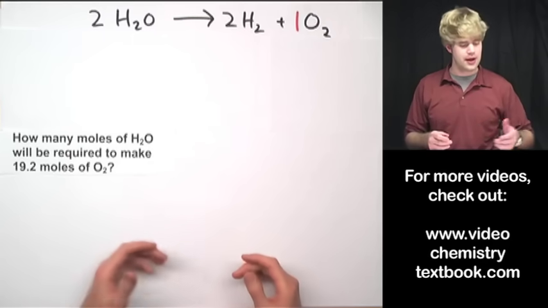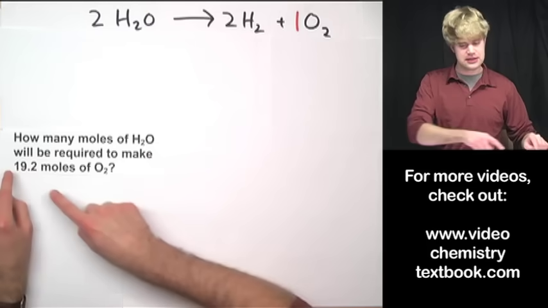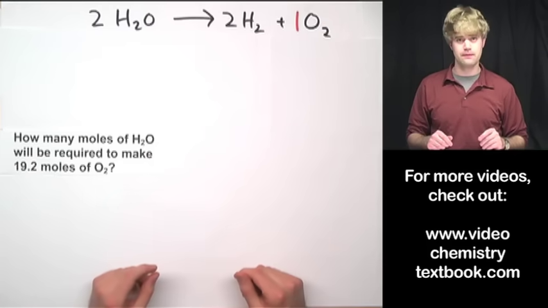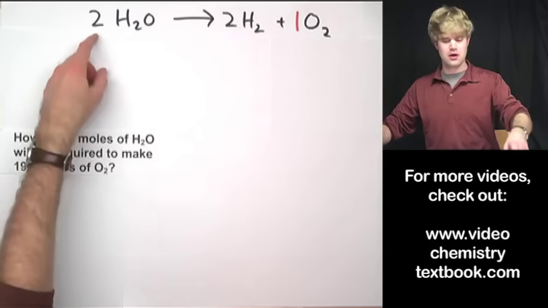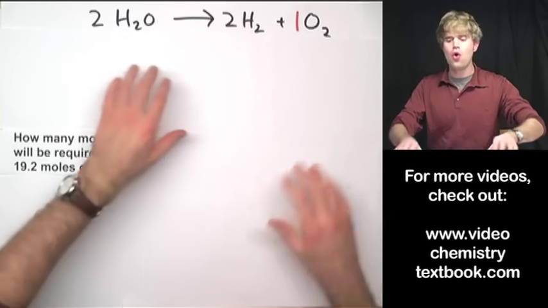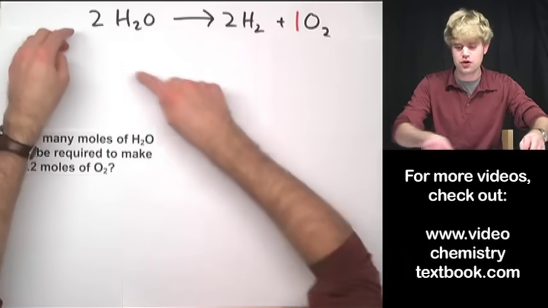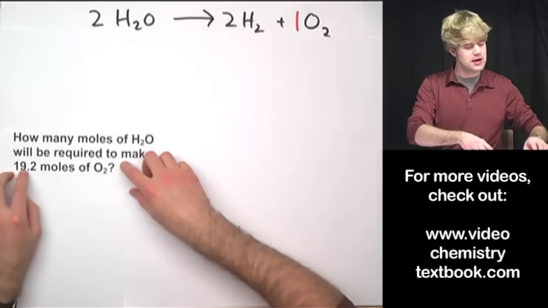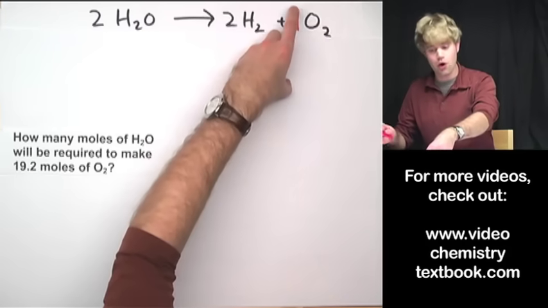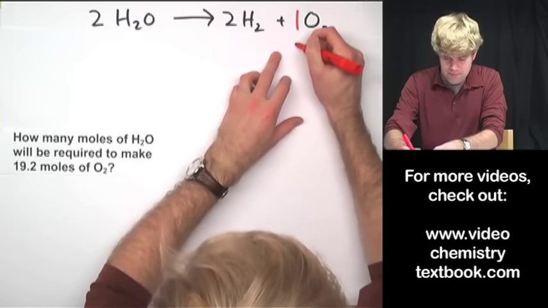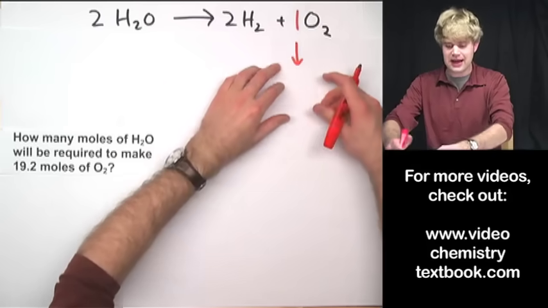Okay, so how many moles of H2O will be required to make 19.2 moles of O2? Let's treat this like a recipe first, okay? Right now this is a recipe for 1 mole of O2. What are we going to have to do to this recipe? Double it, triple it, quadruple it is what I mean. What are we going to have to do to this recipe to make it a recipe for 19.2 moles of O2? Well, there's a 1 right here. 1 mole of O2 in the recipe. So it shouldn't come as a shock that we have to multiply the recipe by 19.2.